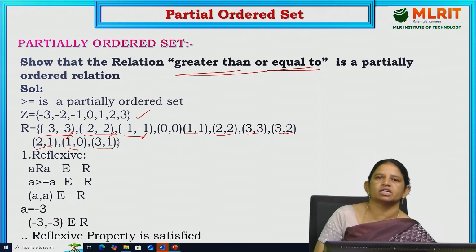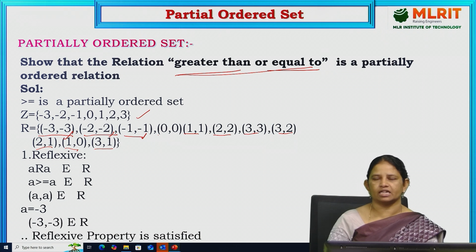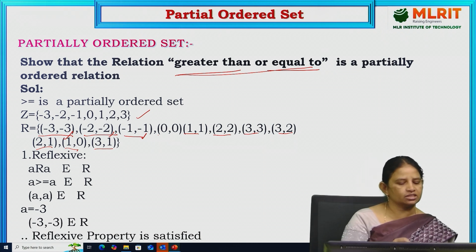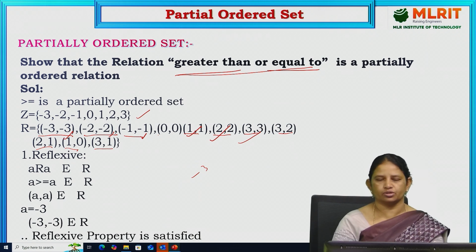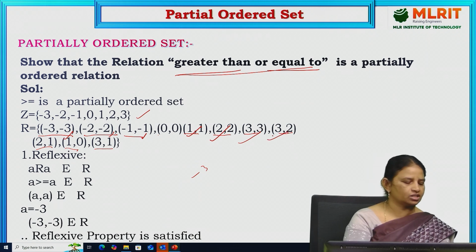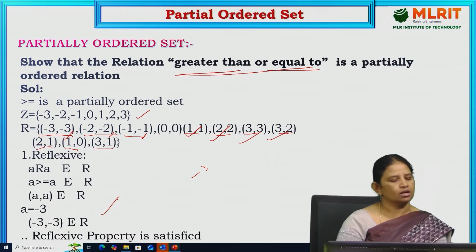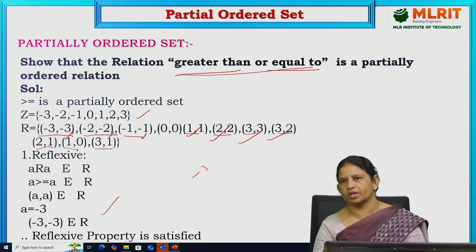Now we need to check whether the reflexive property is satisfied or not. What is the relation? 1, 2, 3 is the relation. So 1, 1 should be present. 2, 2 should be present. 3, 3 should be present. -3 should be present. -2 should be present. -1 is present. 0, 0 is present. All these relations are present in the given relation. So reflexive property is satisfied.